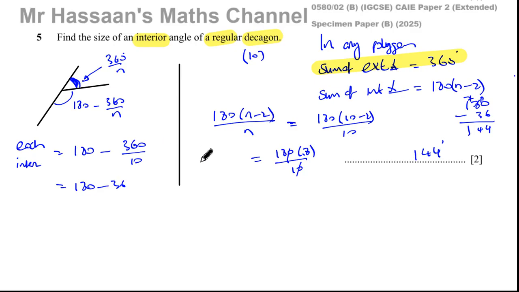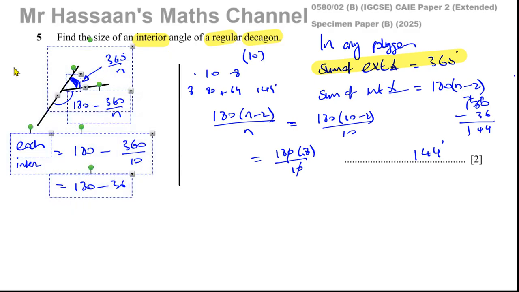Okay, 18 times 8. I like to do it like this. That's 18 and that's 8. 8 times 10 is 80. 8 times 8 is 64. 80 plus 64 is 144. Okay, so that's another way of doing the question. And there we have the answer. Let me just put this up here. All right, so there we have the answer to this question number 5 in 2 different ways.